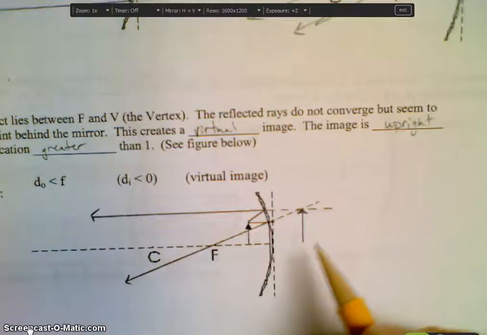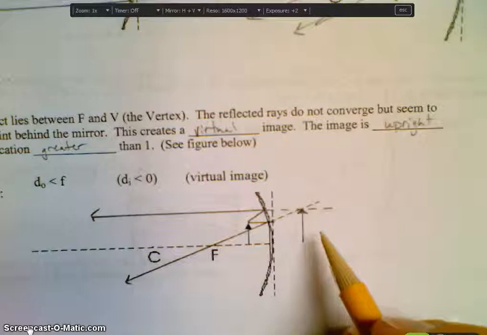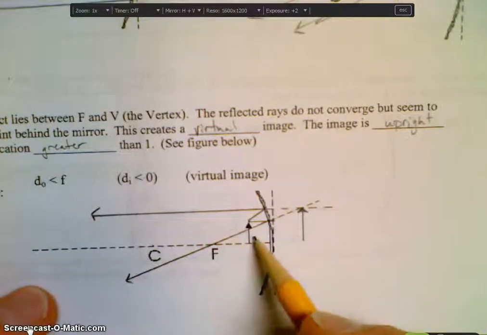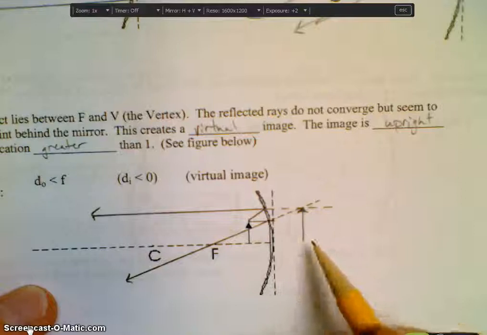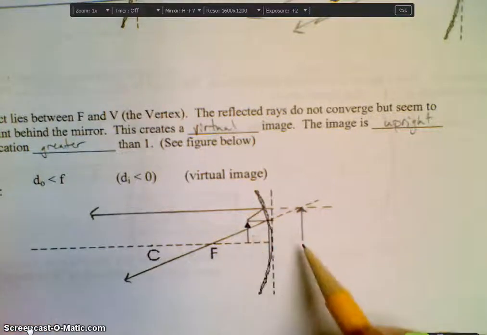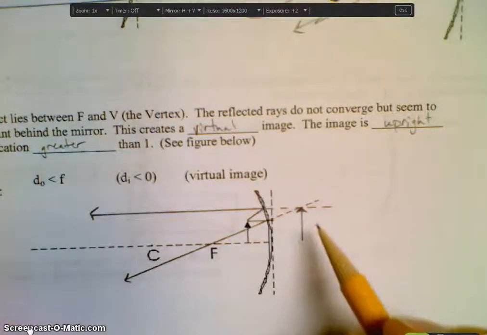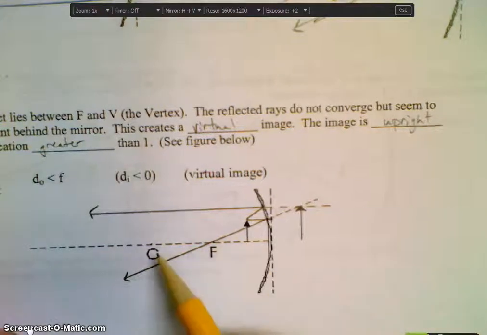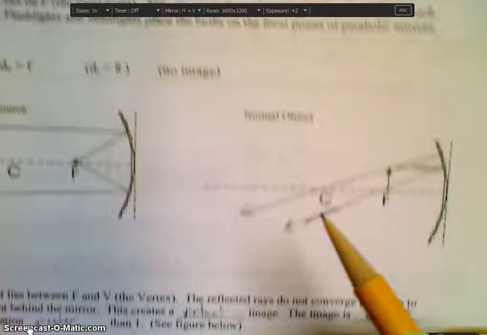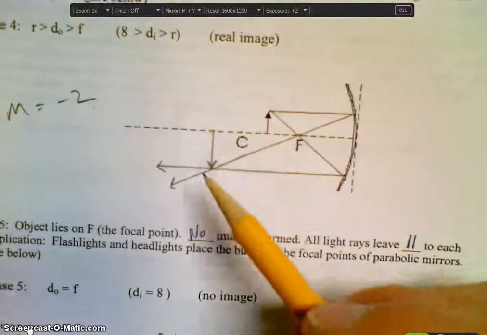Now this example would be like a shaving mirror or a makeup mirror where you get inside the focal point with your face, and now you have a magnified image that looks like it's behind the mirror. Okay, so that's what a magnification mirror is. You're actually inside the focal point. But if you're outside the focal point, then everything's inverted, and it could be bigger or it could be smaller depending on where you are.